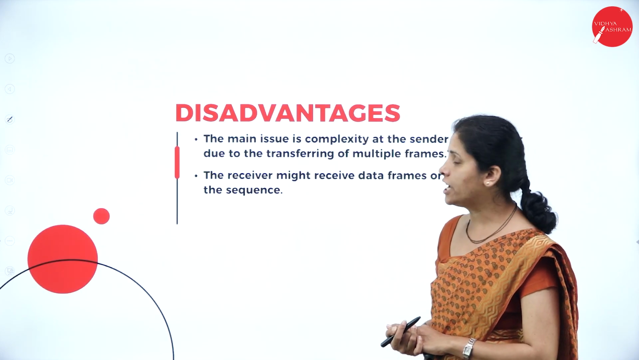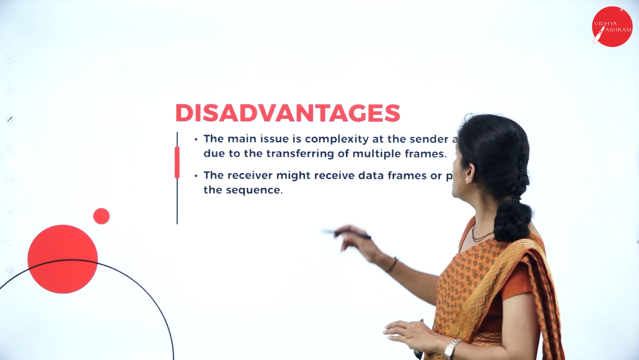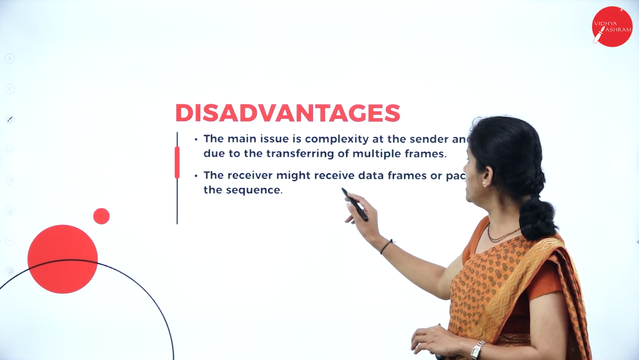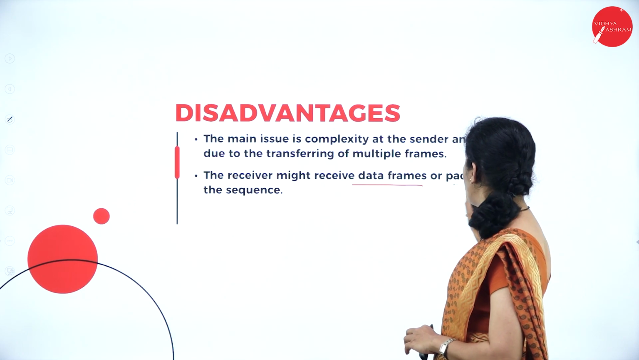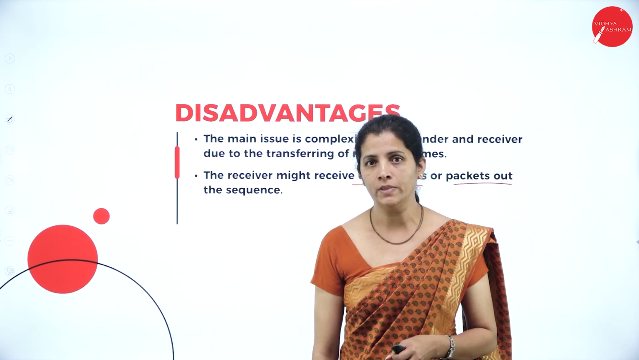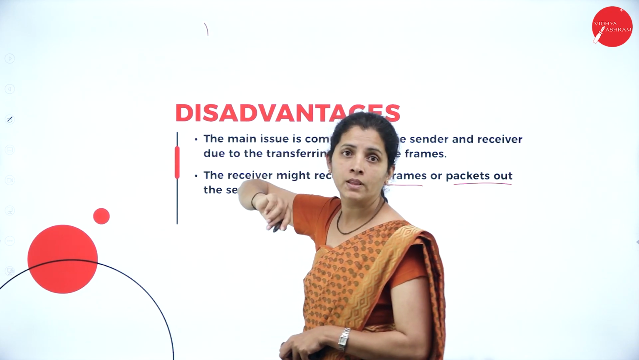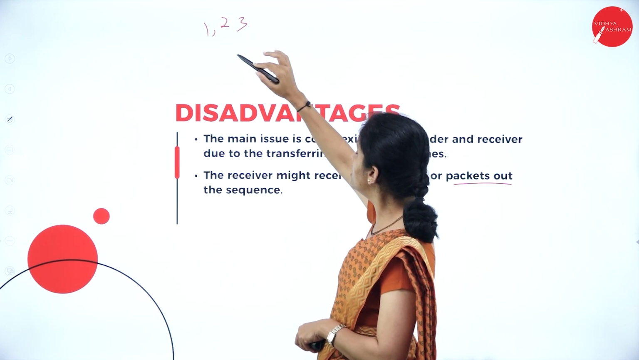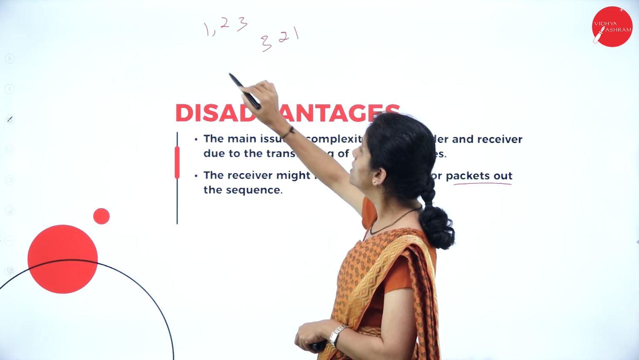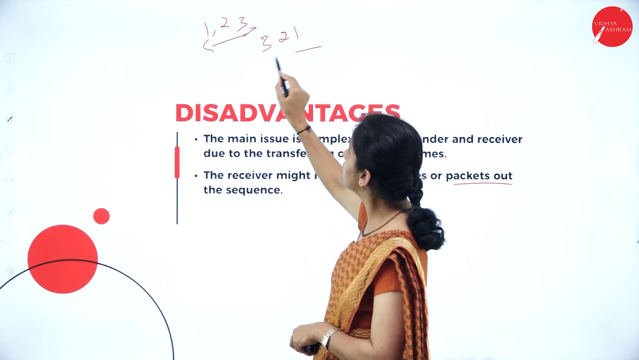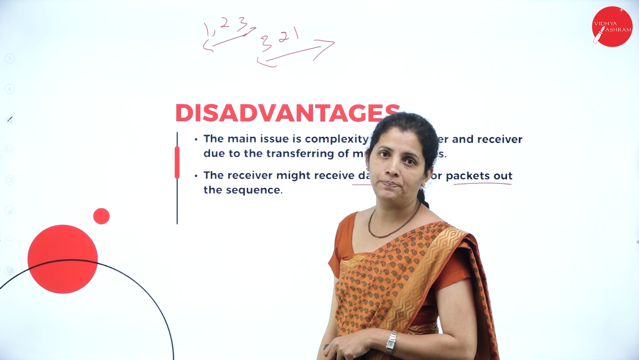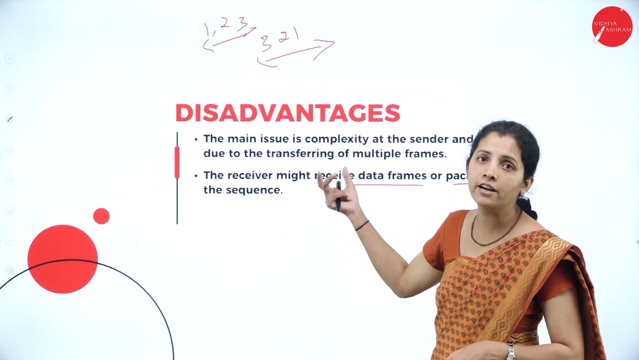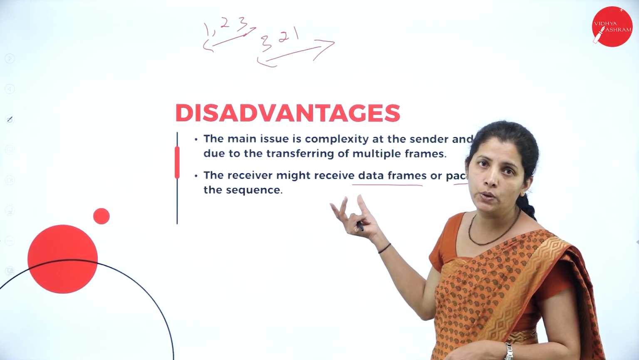And what is the disadvantage? It increases the complexity at the sender, and the receiver might receive data frames or packets out of sequence. So the sender is going to send frames 1, 2 and 3. But at the receiver side, the receiver may receive 3, 2, 1. The sent sequence is different and the received sequence is also different. Okay, this leads to problems. So these are the disadvantages of sliding window.